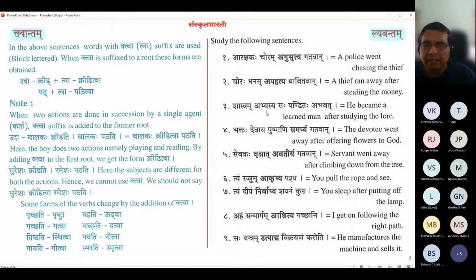Shastram abhyasya saha panditah abhavat. Here lung has been used; gatavan and dhavitavan were tavatu, but here abhavat. Panditah is the common karta. Panditah shastram abhyasya saha panditah abhavat. Here the karta has been put, and the second part doesn't mean he is absent in the first; he draws back to the first one. But the order of words gives a better sense.